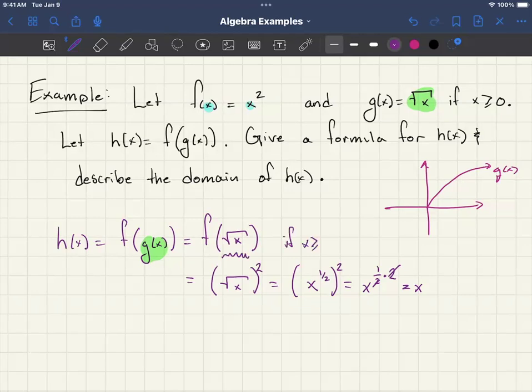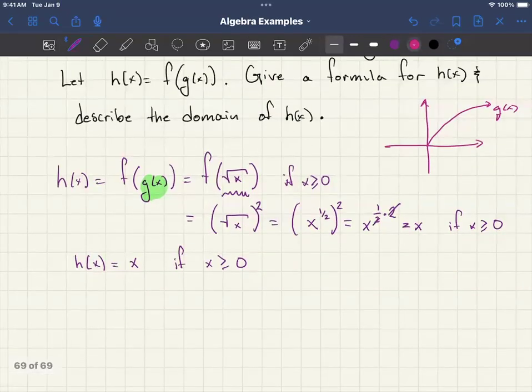Now, notice that the only thing that f can actually eat here is x greater than or equal to 0. So that means that our function itself for h has to start off with x is greater than or equal to 0. So h of x is equal to x, but only if x is bigger than or equal to 0.